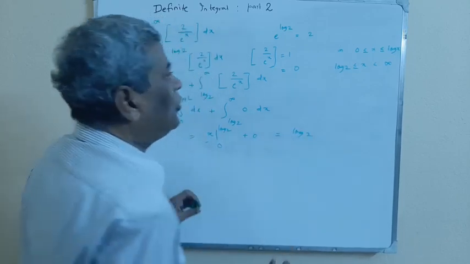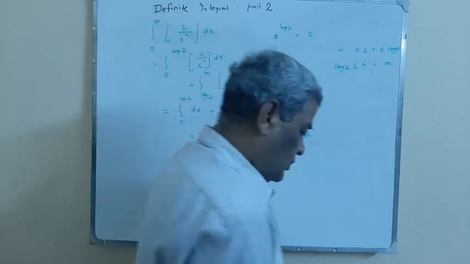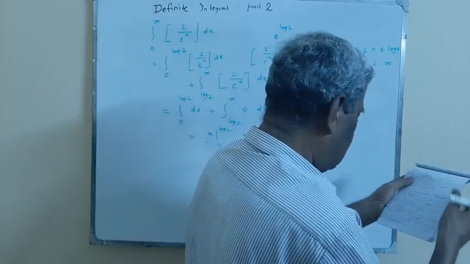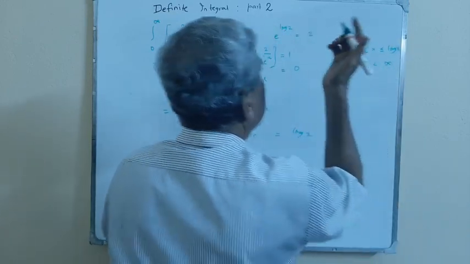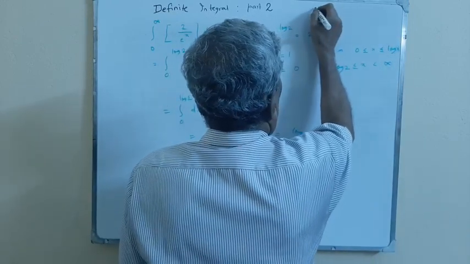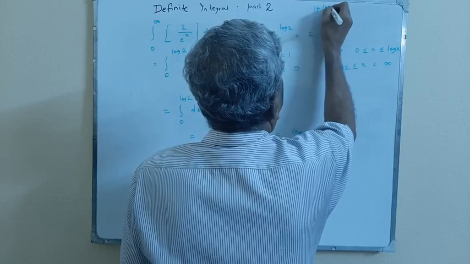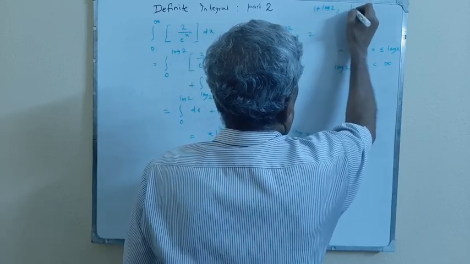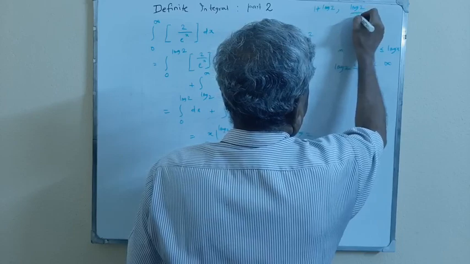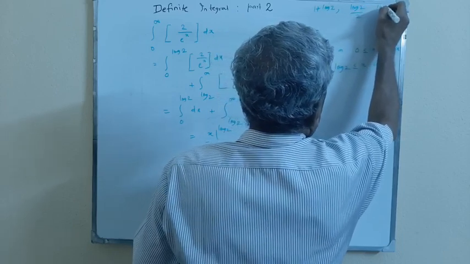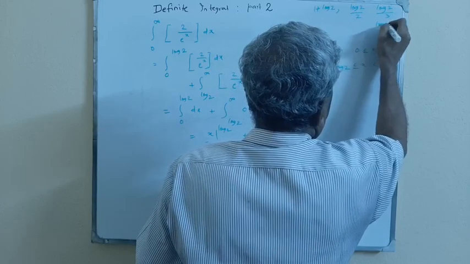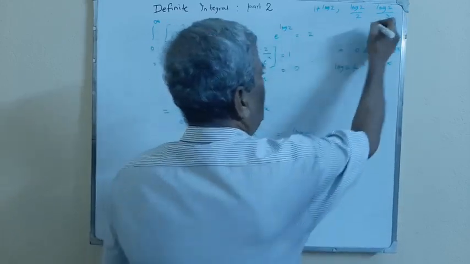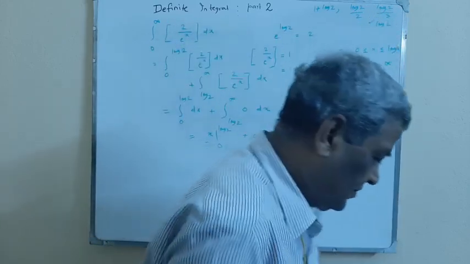Oh, I have forgotten to give the options. Options are 1 plus log 2, log 2 by 2, log 2 by 3, and log 2. So this last option is correct.